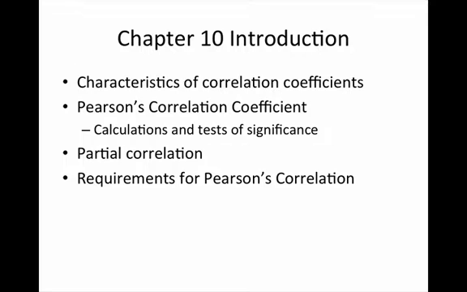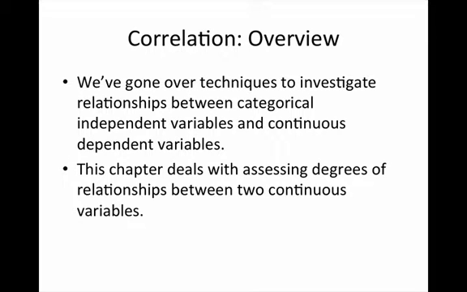So this lecture is going to start by discussing the characteristics of correlation coefficients, and then we're going to learn about a specific correlation coefficient, Pearson's correlation coefficient. We're going to calculate it and learn to test it for significance. We're going to talk about partial correlation as a technique to remove the influence of a third variable, and then we're going to end this discussion talking about the requirements for Pearson's correlation.